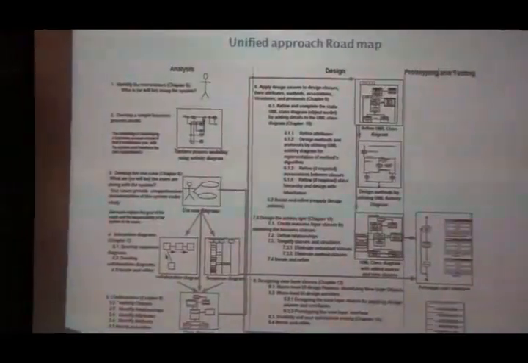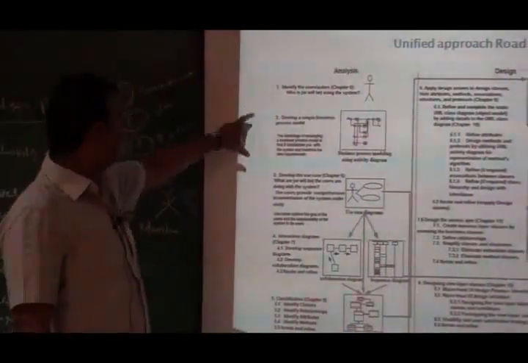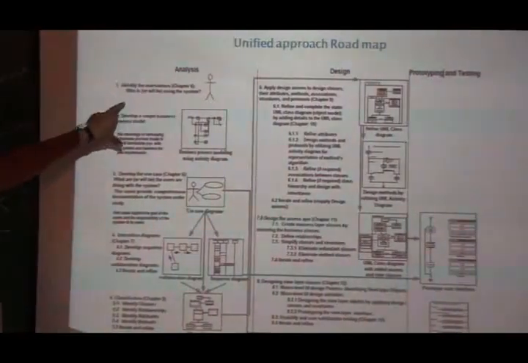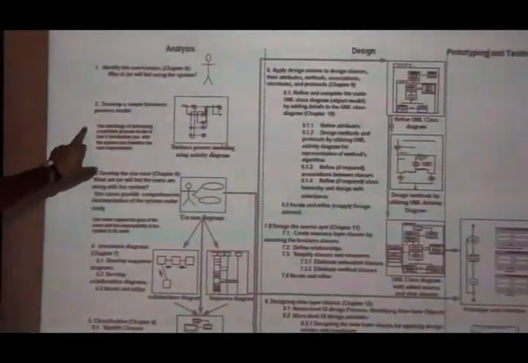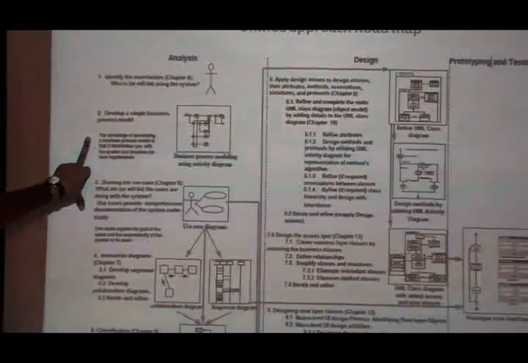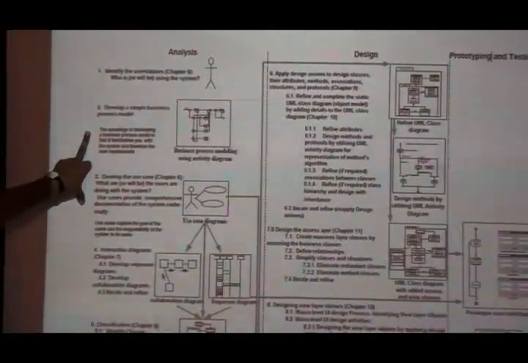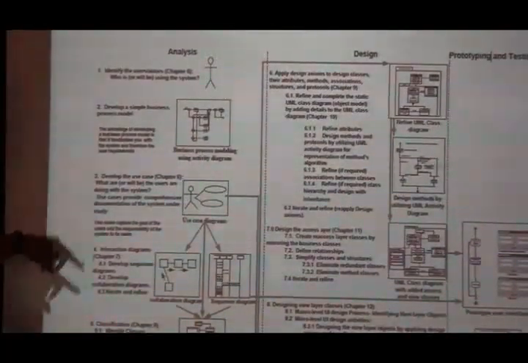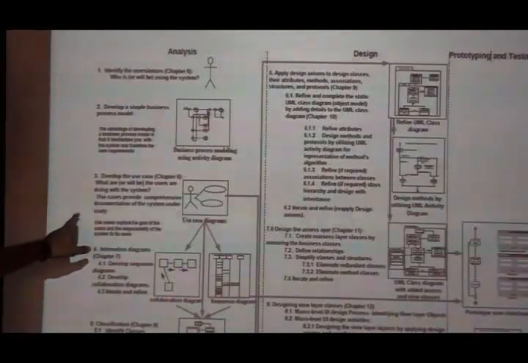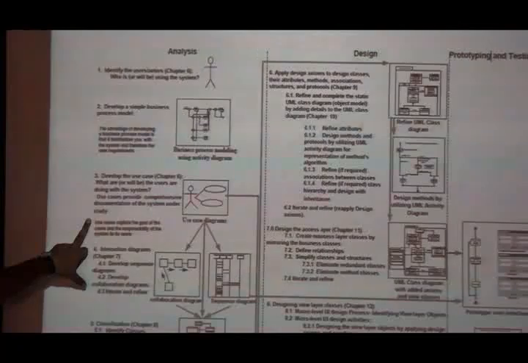This is the conclusion of the unified approach roadmap. First we have to identify an actor, who is using the system. Then we develop a simple business process model using an activity diagram. What do you mean by activity diagram? What are the activities going on inside the system? Then develop the use case. What do you mean by use case? The use case is a scenario for understanding the system's requirements.